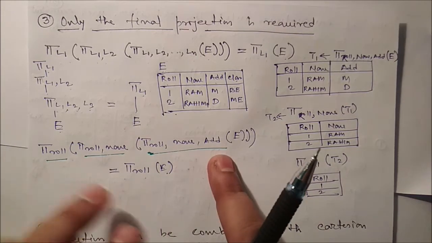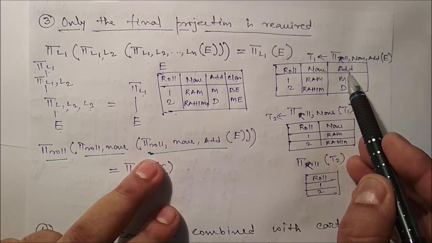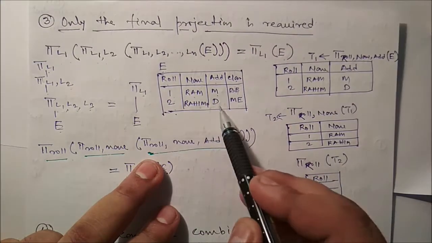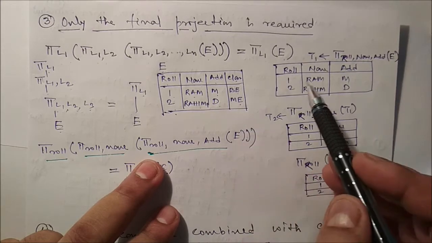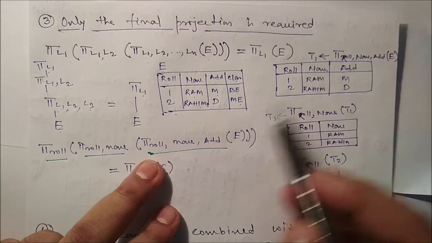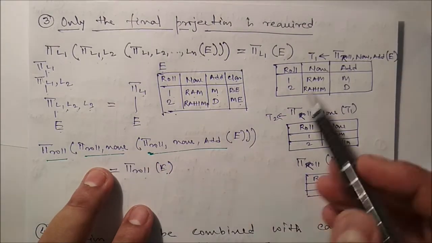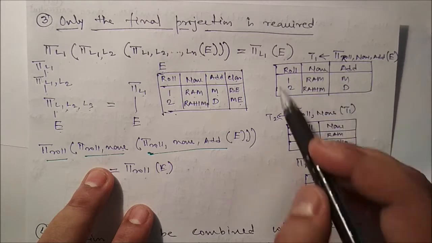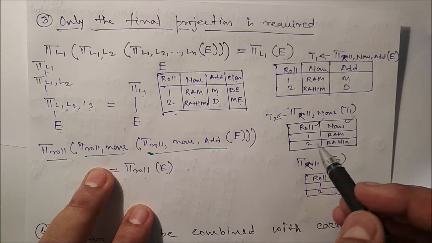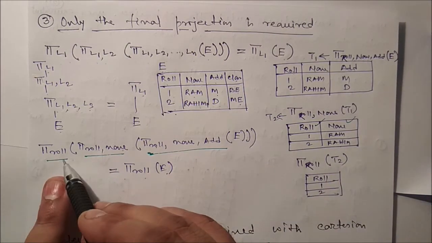If you use pi roll number, name, address, the output will be roll number, name, address: 1 Ram, M, B, 2 Rahim, D Amy. Obviously here 4 attributes are there, and now we have to extract 3: roll number, name, address. From this table we have to access roll number and name. So roll number and name is 1 Ram and 2 Rahim. And from this particular table we have to extract only the roll number.